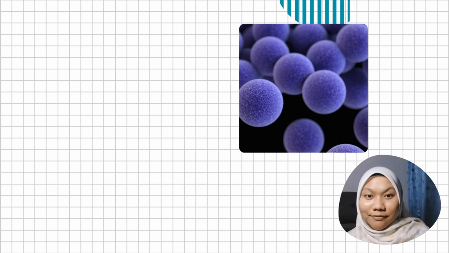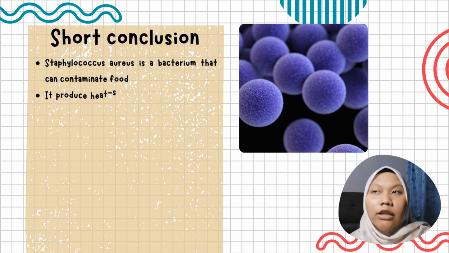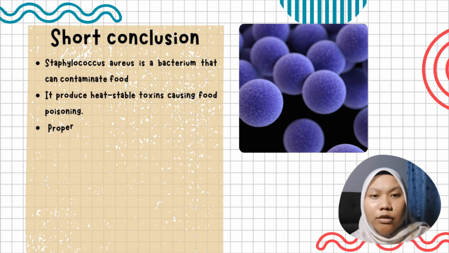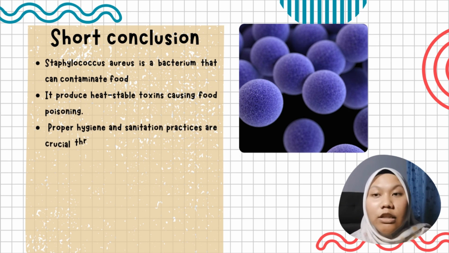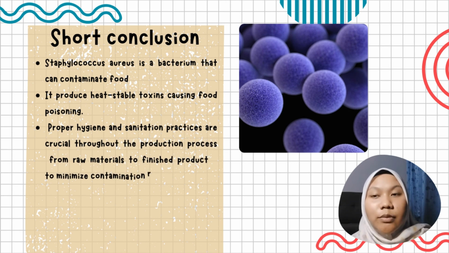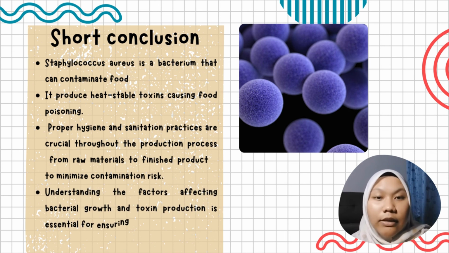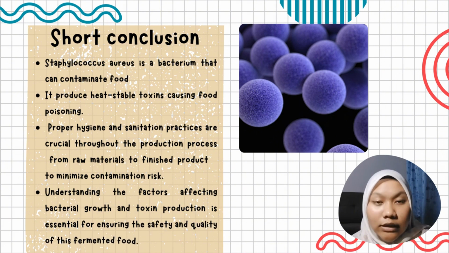In conclusion, Staphylococcus aureus is a bacterium that can contaminate food, because it produces heat-stable toxins which cause food poisoning. Proper hygiene and sanitation practices are crucial throughout the production process, from the raw materials to finished products, to minimize the contamination risk. Understanding the factors affecting bacterial growth and toxin production is essential for ensuring the safety and quality of this fermented food.